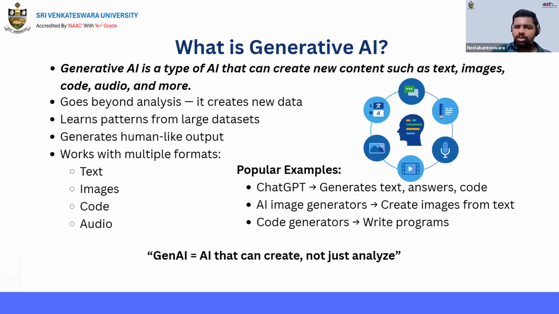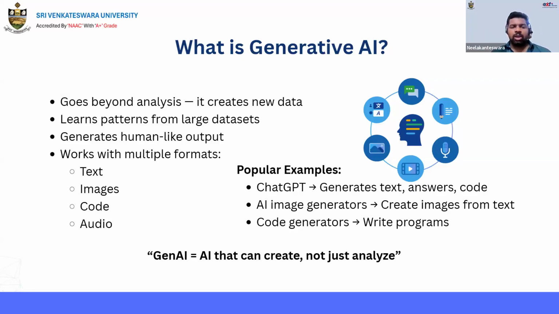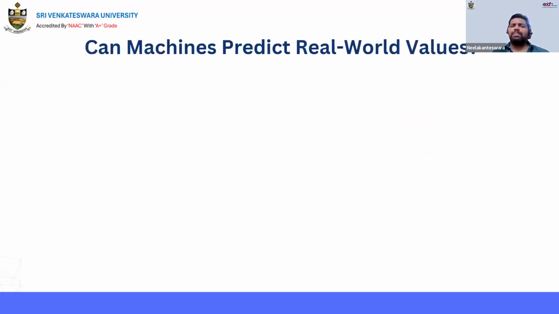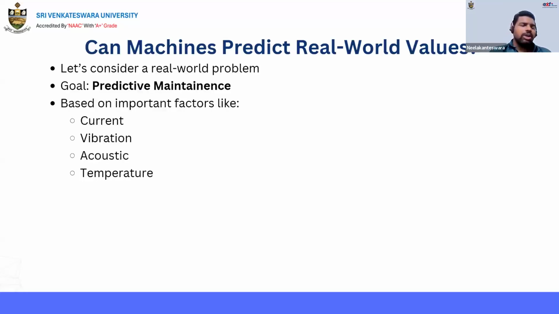That means what we learned so far is theoretical: what AI, ML, and generative AI are. Now we see whether machines can really predict things. I already told you that machine learning is going to predict new things, right? So now we see whether it can really predict real-world values and solve problems. Here we consider one real-world problem, predictive maintenance. So what does predictive maintenance mean?